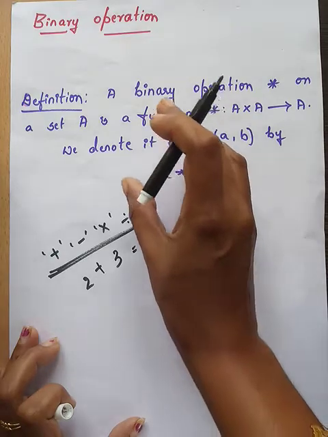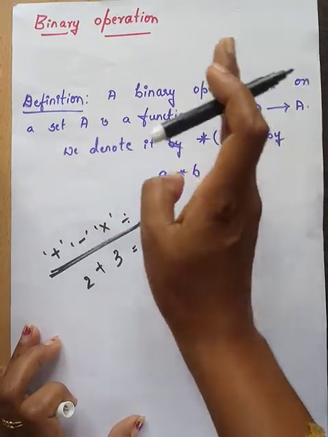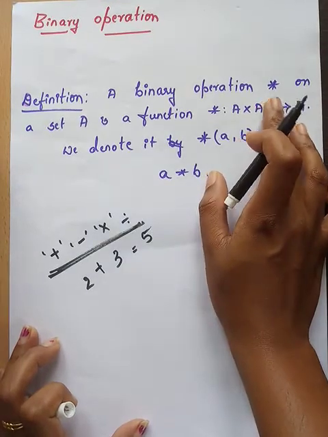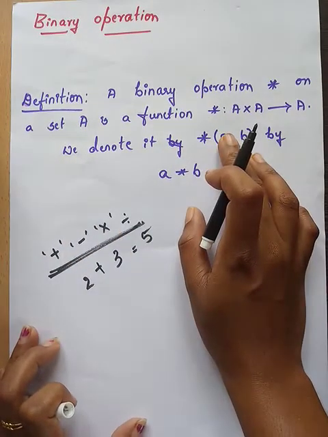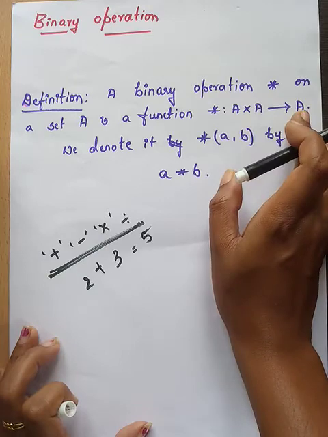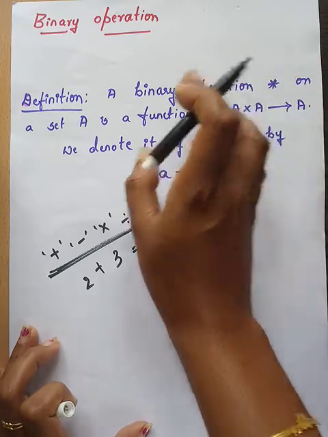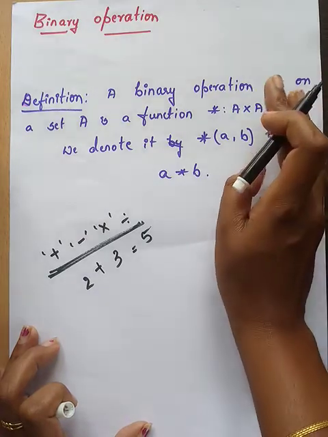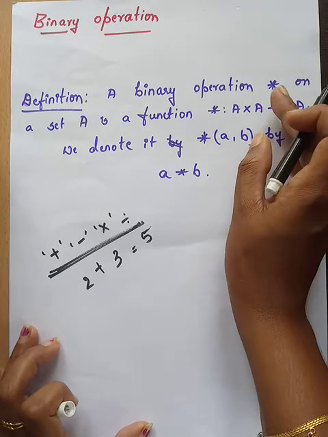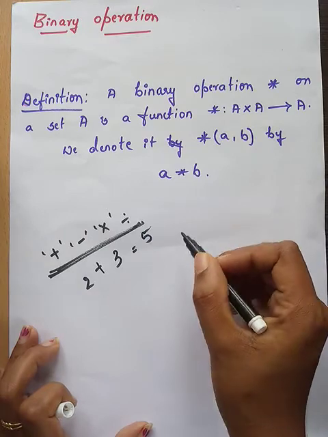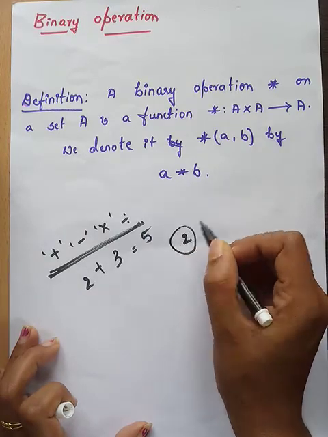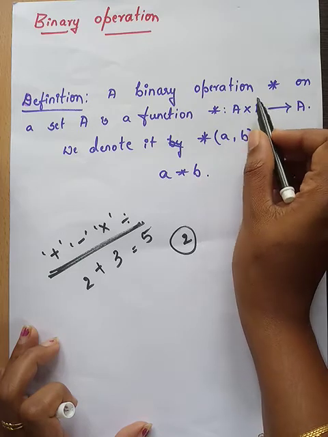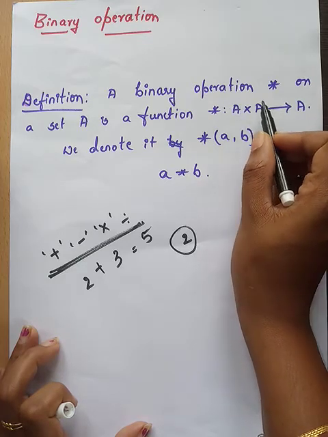Okay, so what is a binary operation in terms of a function definition? A binary operation star on a set A is a function from A cross A to A. When we are defining a function on a set A, both our domain and codomain should be our set A. But here, when we say binary, it should have two elements. So you should take two elements. Where do these two elements come from? A cross A, the Cartesian product A cross A.